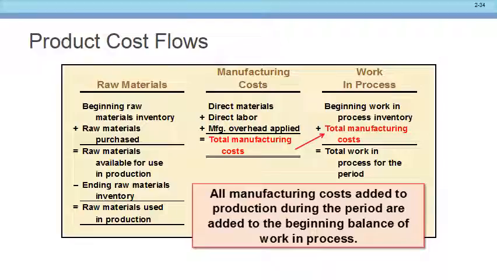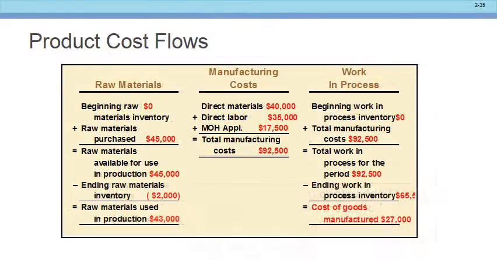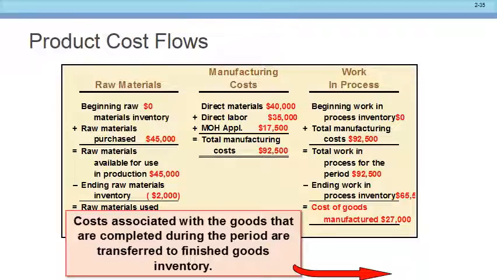And then you have your total work in progress. Okay, so what I did was I just went ahead and stuck some numbers in here to help you to understand this. So let's say this company just begins their operations this year. So we have zero beginning raw materials.